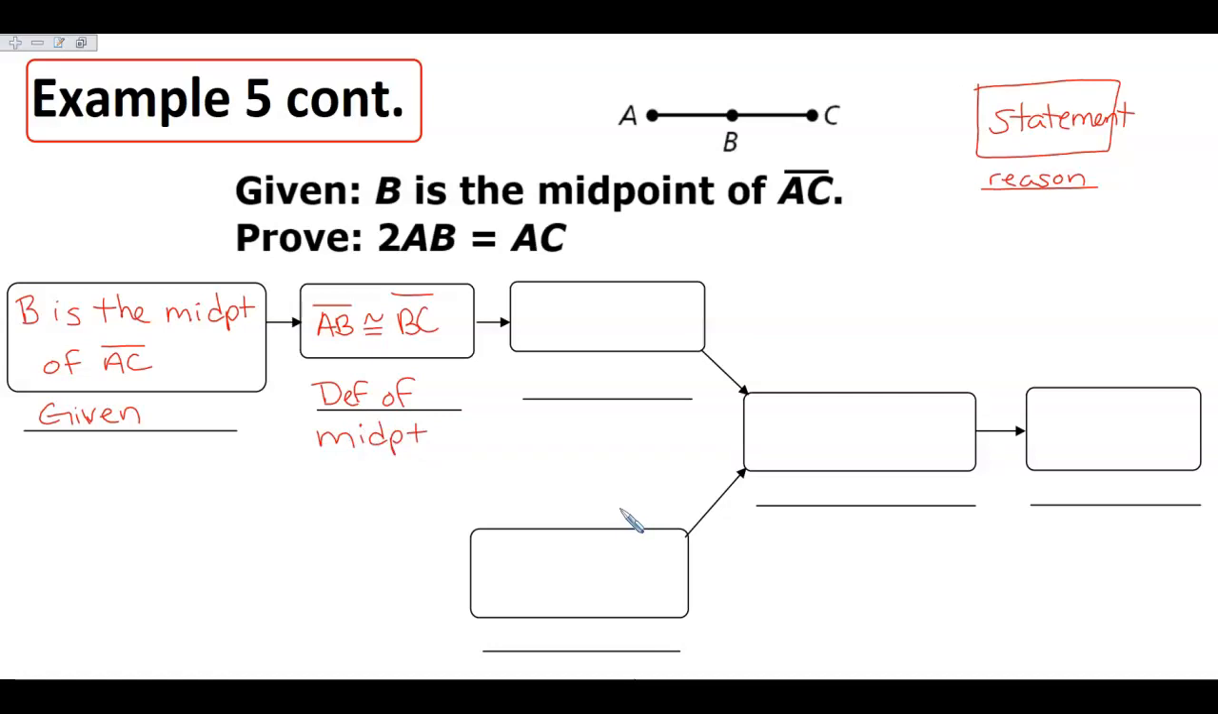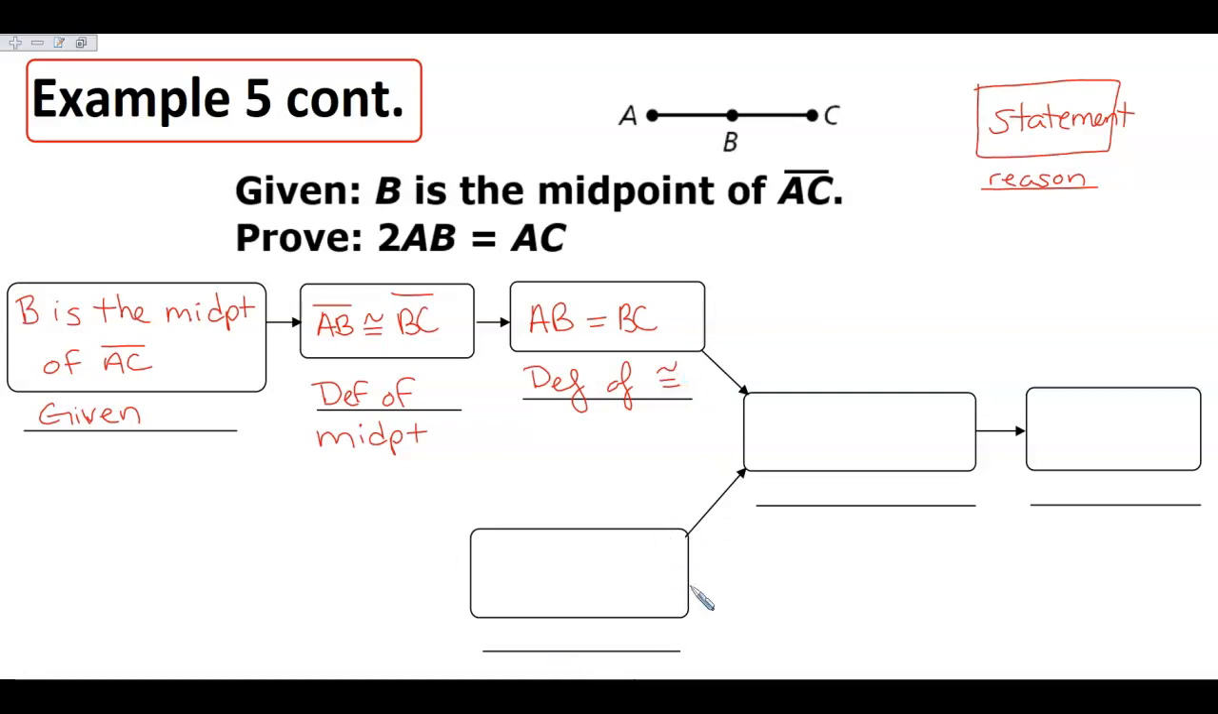All right, then we look at step 3. What did this tell us? Well, if our segments are congruent, I know that their lengths are equal. So the length of segment AB is equal to the length of segment BC. And I know this because that's what it means to be congruent. That is my definition of congruence.